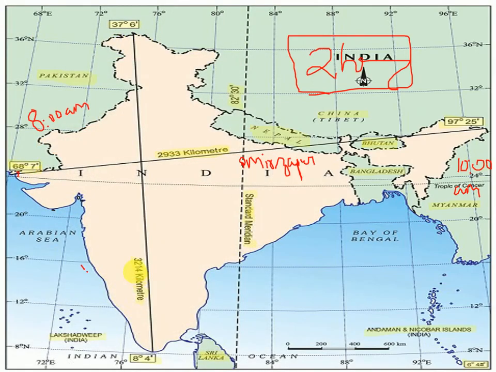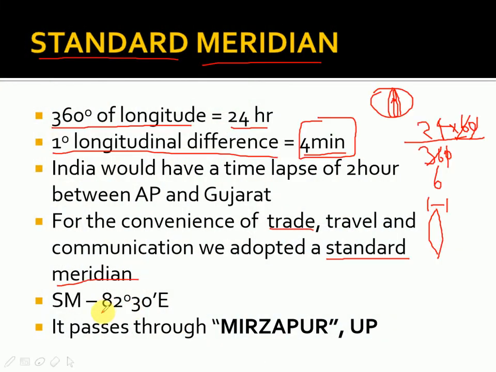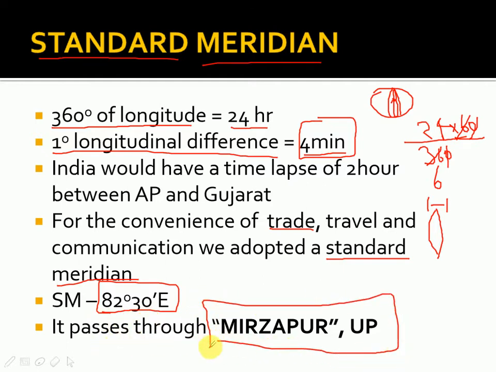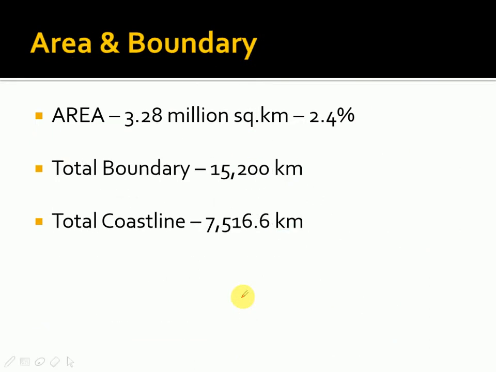It is 82 degree 30 minutes east to the Greenwich. It passes through Mirzapur, that is in Uttar Pradesh. Now our theory with regard to the time meridians or longitudes and latitudes is completed. Now we will come into the area and boundary.